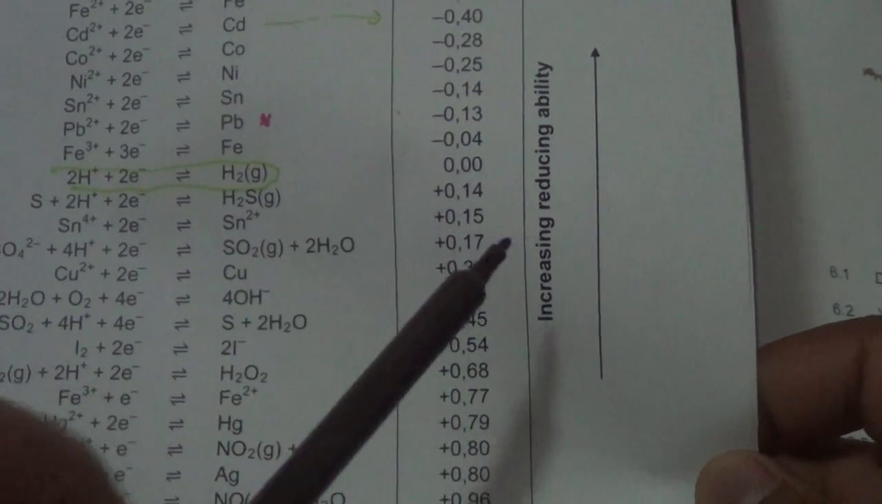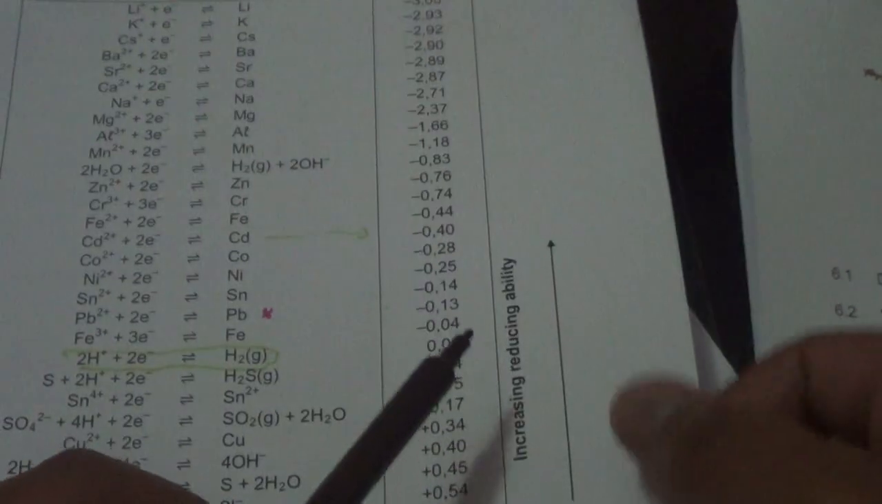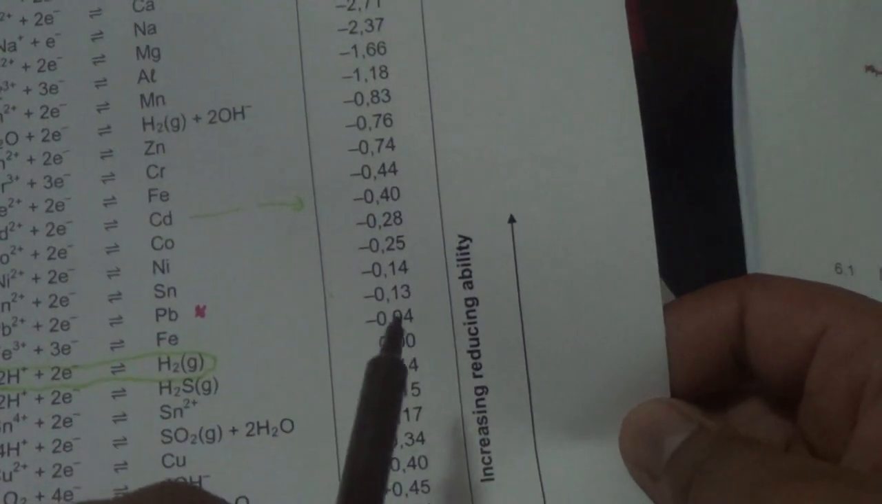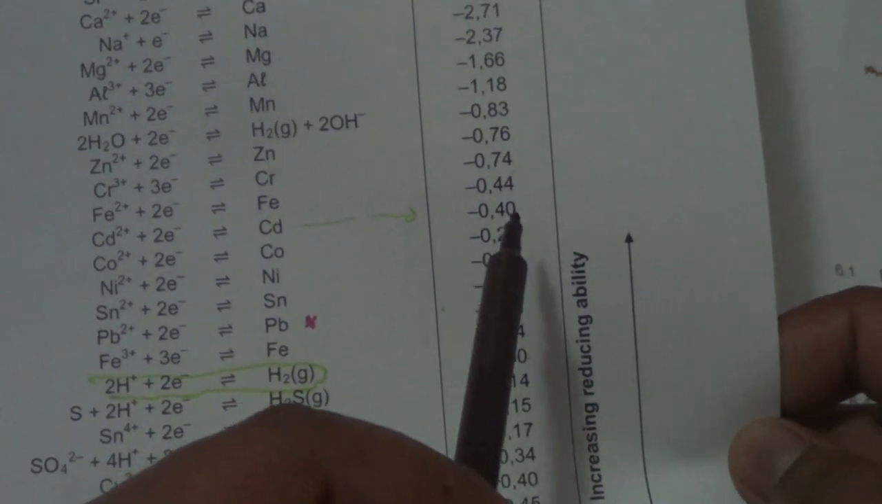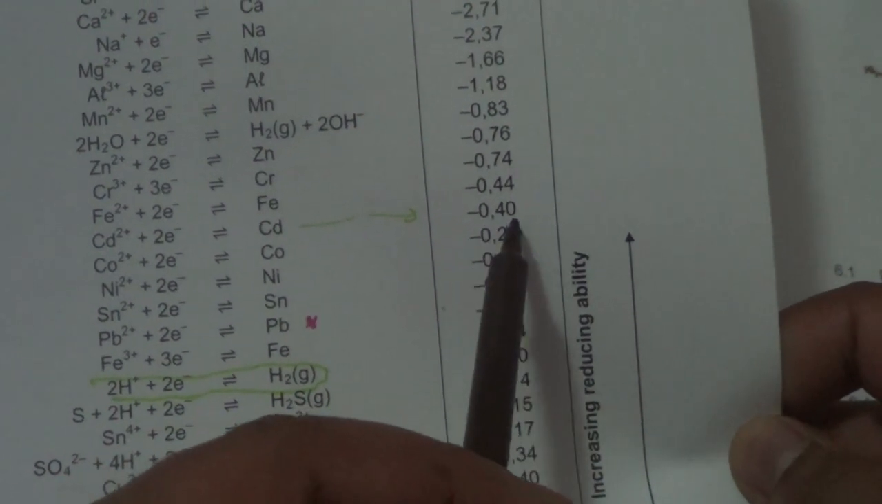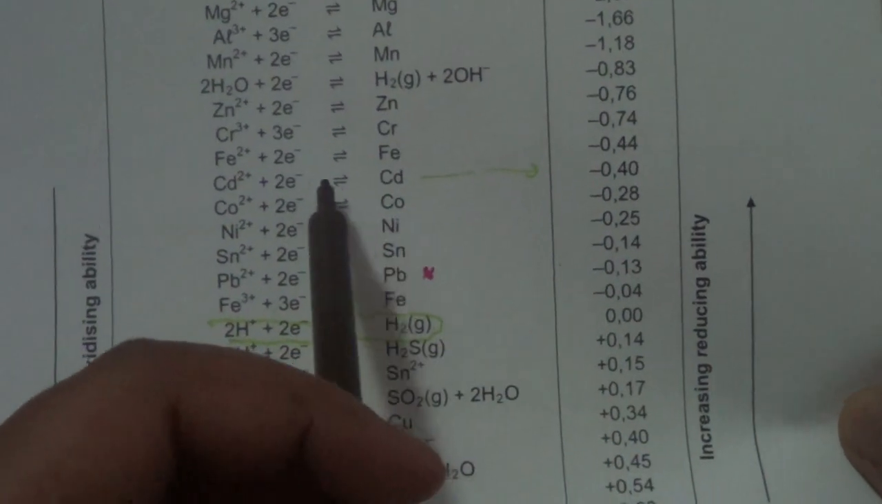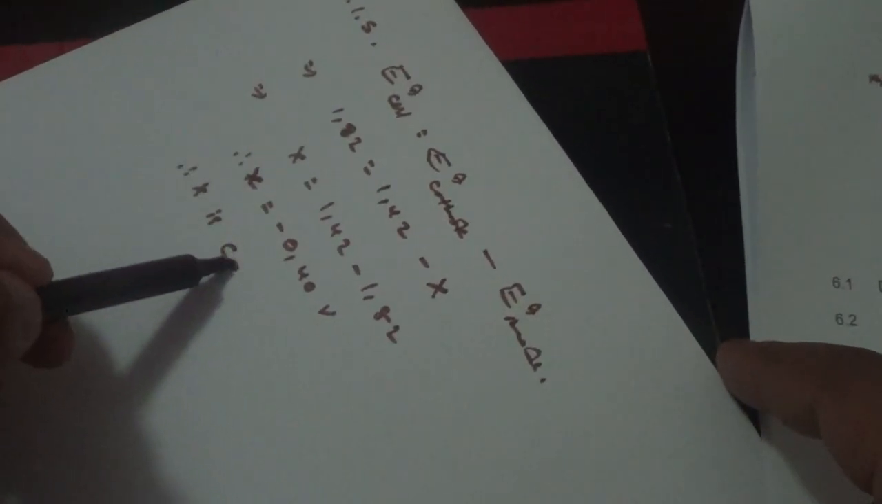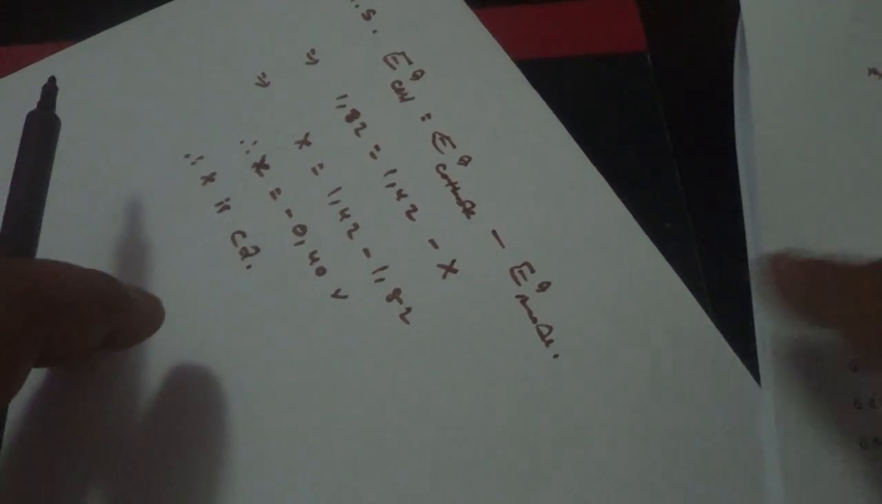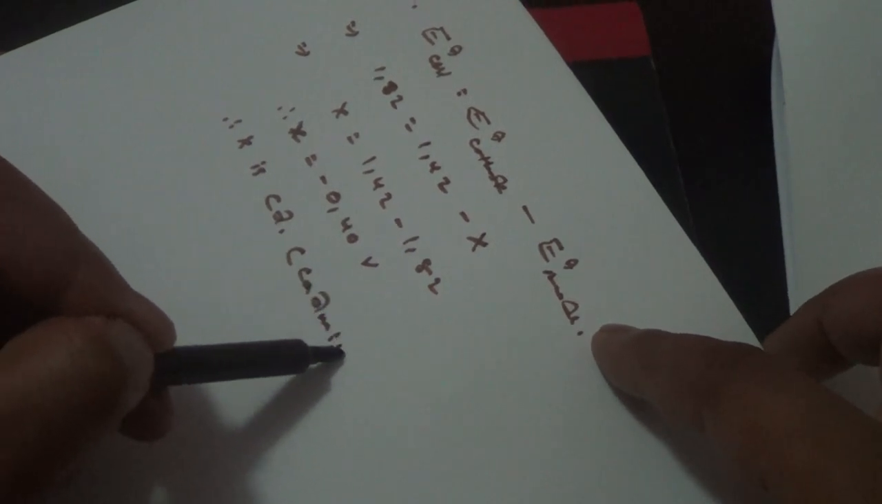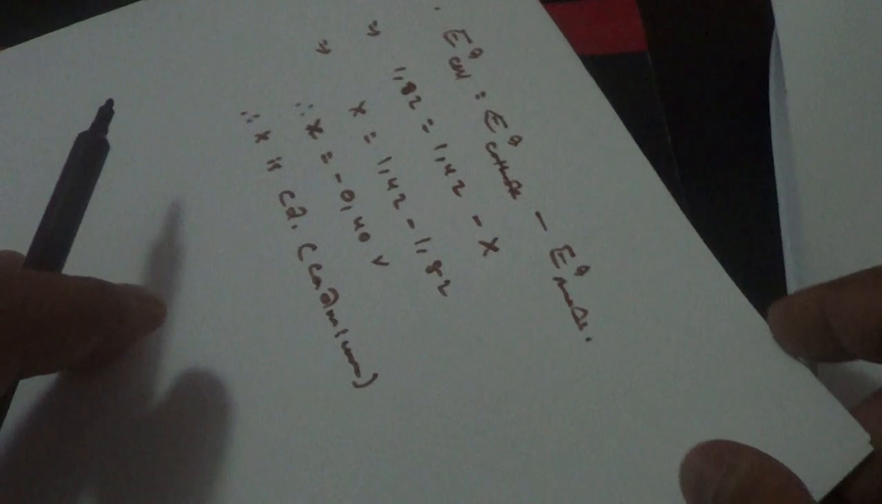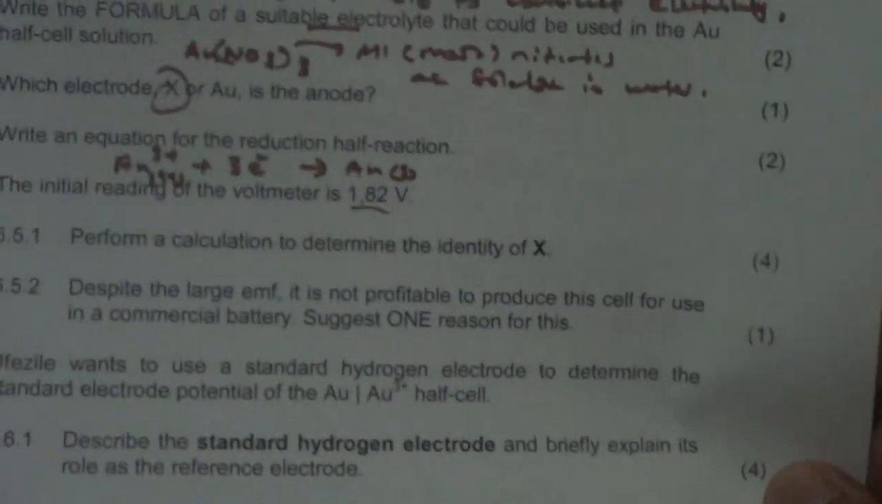Where is 0.40? There it is. But this is a plus. We want a minus. Remember that one is negative, okay? So there it's minus 0.40. No, 0.4, not 0.04. Okay, this is cadmium, Cd. Let's just use Cd. But if you want to write the name, it is cadmium, something like that. Okay, anyway, not a problem.